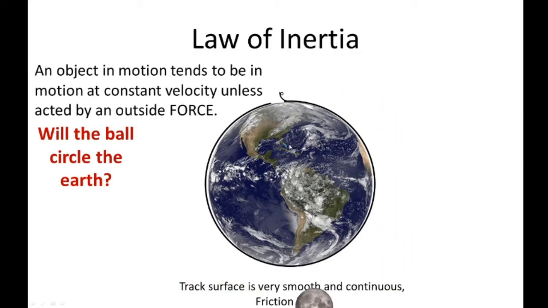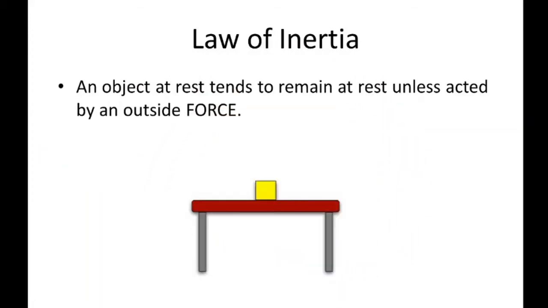So again, an object in motion tends to be in motion at constant velocity unless acted on by an outside force. An object at rest tends to remain at rest unless acted on by an outside force.